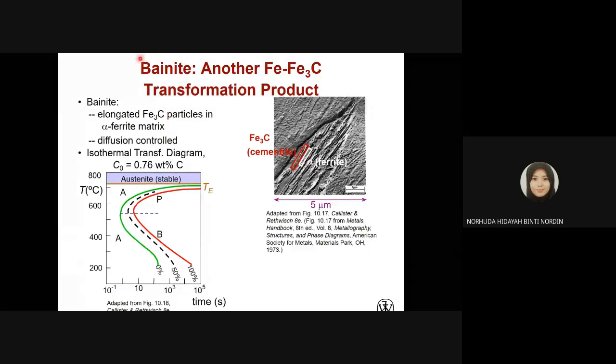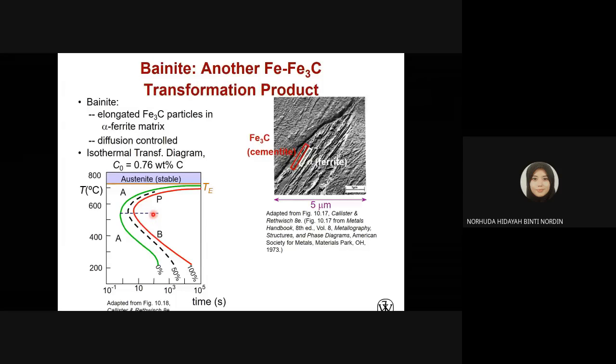Now we want to learn another phase, which is bainite. You already know about austenite, right? Austenite is in this region, along this nose. We call it the nose, looks like your nose, right? This is austenite. This is still austenite. At this region we call it pearlite. And now we want to learn about bainite.